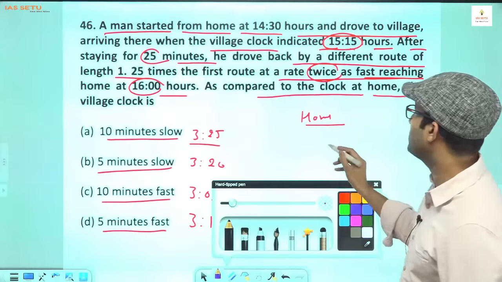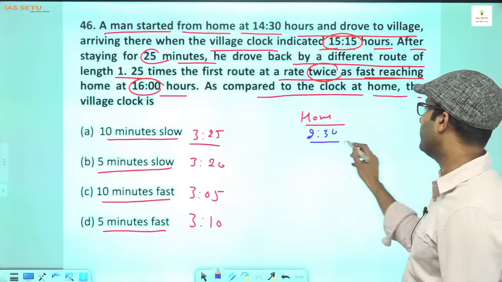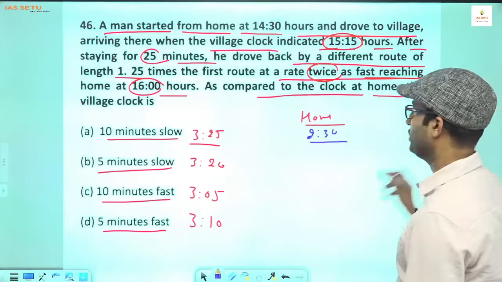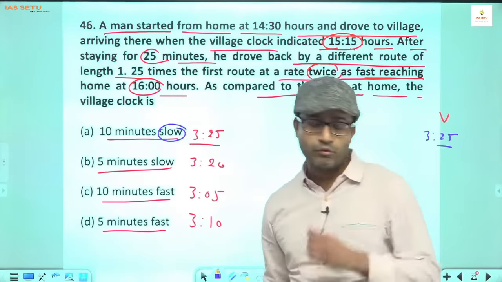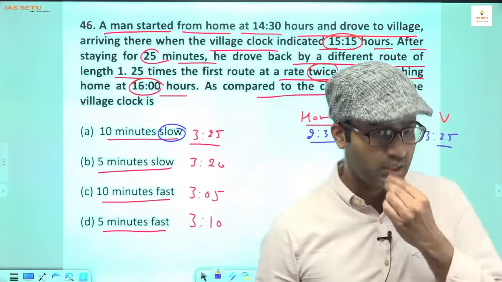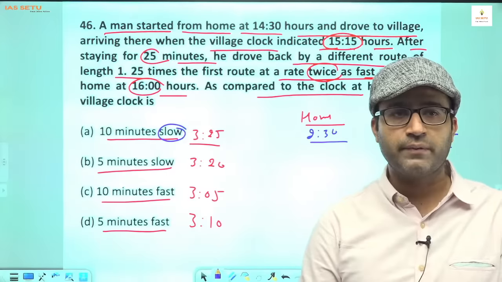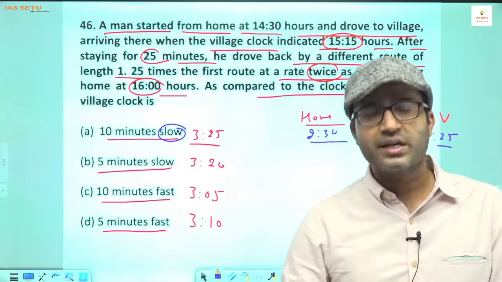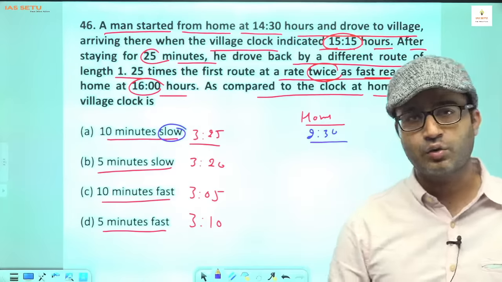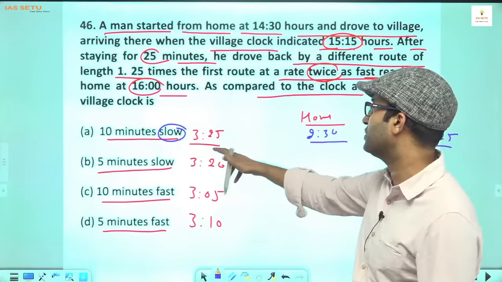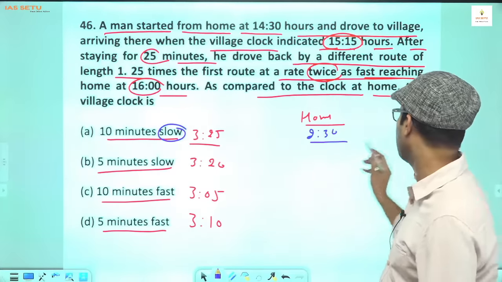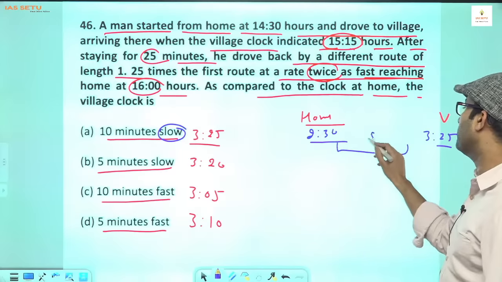So what this person is doing, from 2:30 it starts, it reaches 3:25 actually, if the clock is 10 minutes slow. If my clock is slow, say actually it is 9 o'clock and it shows 8, then it is 1 hour slow. Slow means it shows time behind, so the exact time is 3:25. So it takes 55 minutes.